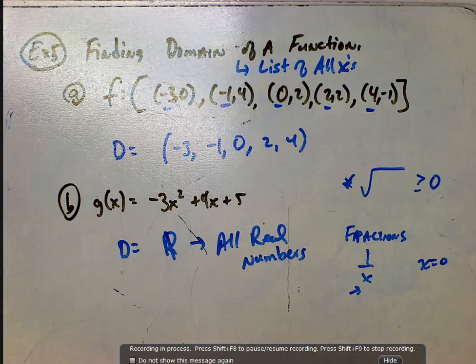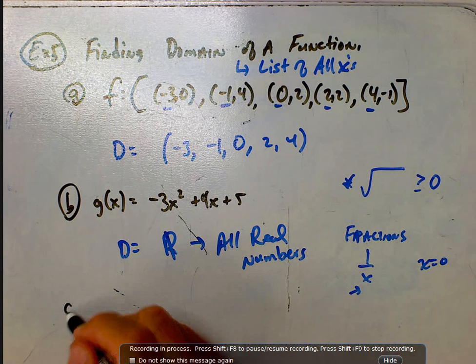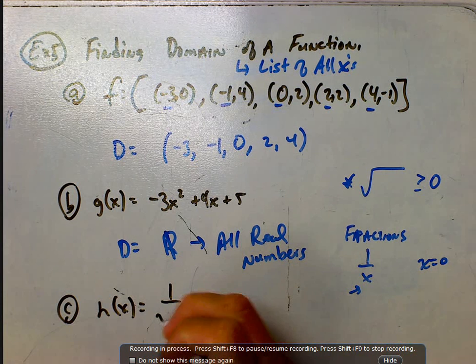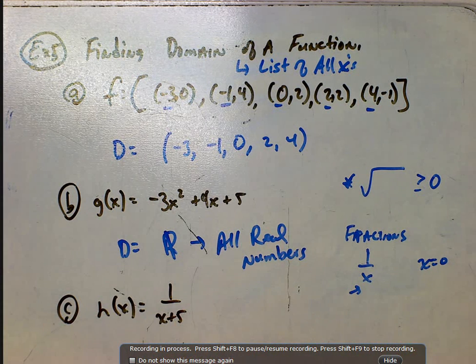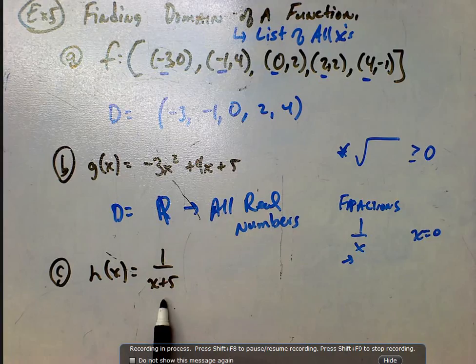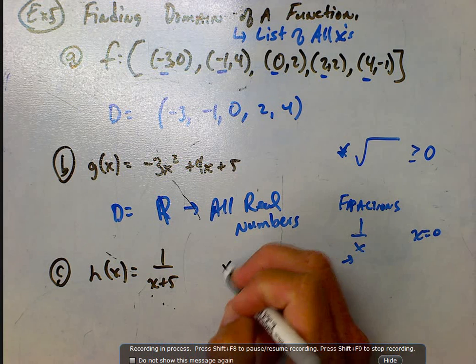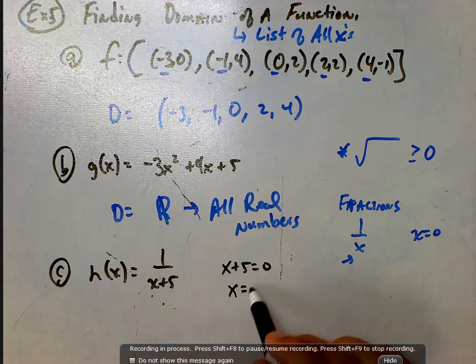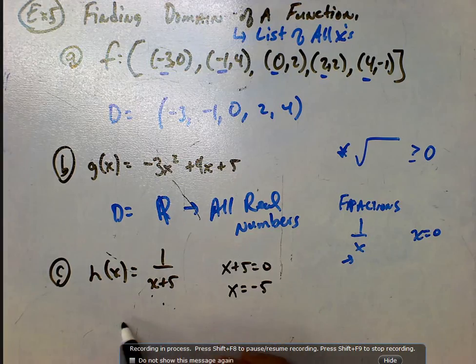So let's take a look here at part C, where it says h of x equals 1 over x plus 5. We know that the bottom of a fraction can't be 0, so we have to find out what number for x makes the bottom 0. So we say x plus 5 equals 0, just like we talked about here, it's a fraction. So x equals -5. That means the domain of this function is going to be x can be all real numbers such that x cannot equal -5, and that is my domain here.